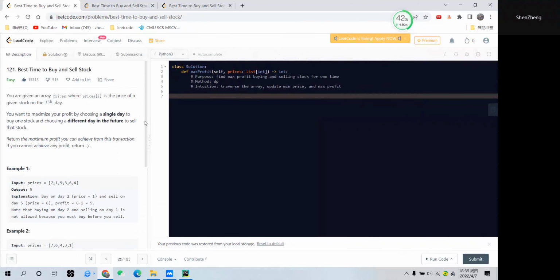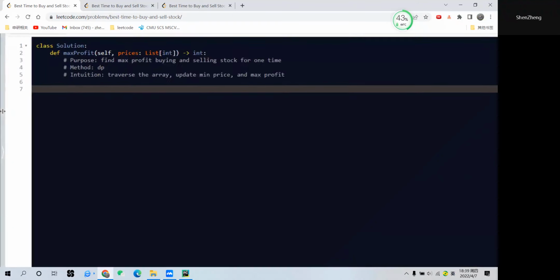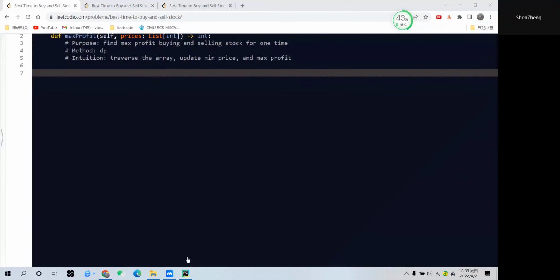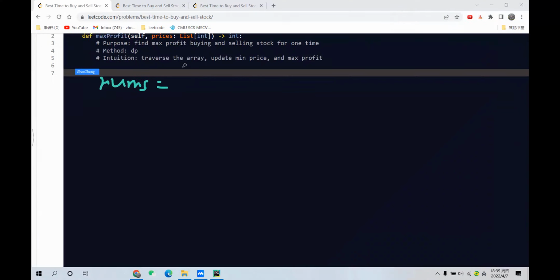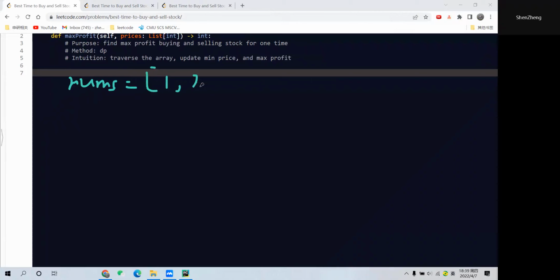So this problem is actually a frequently asked interview question for dynamic programming. And for the dynamic programming approach, the first thing we want to do is to initialize some variables, right? So let me take a very simple example where nums is equal to 1, 2, 3. Oh, sorry, here the array nums should be changed to prices because we had prices here. So change it to prices.